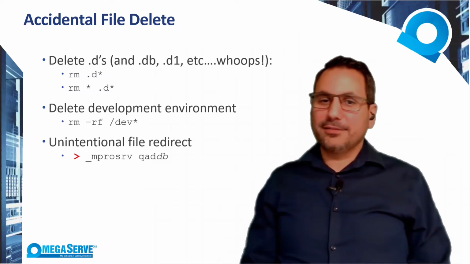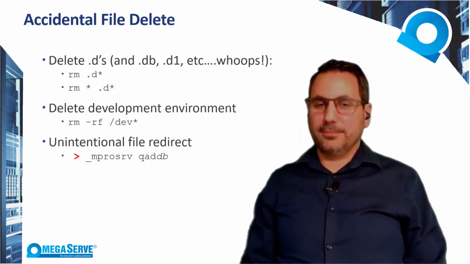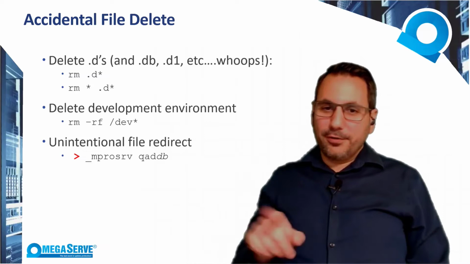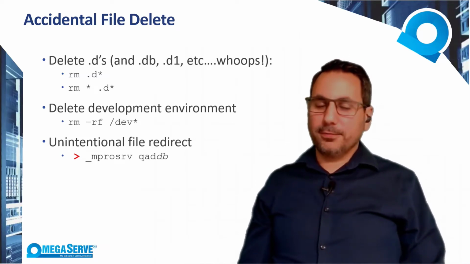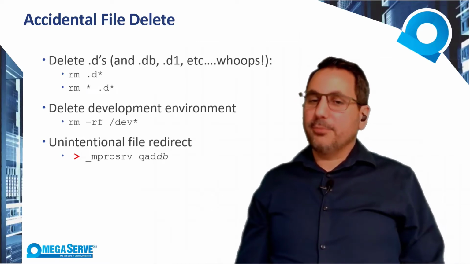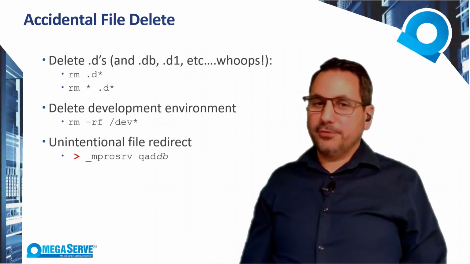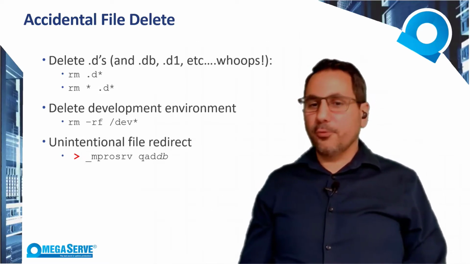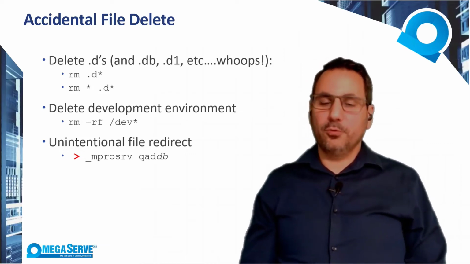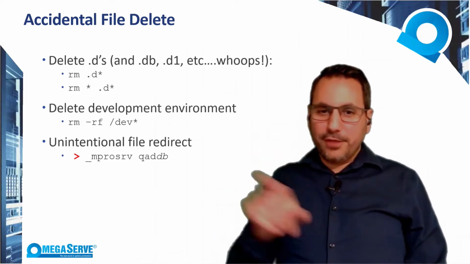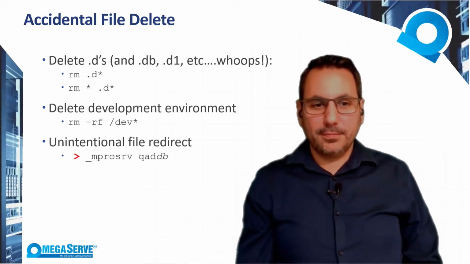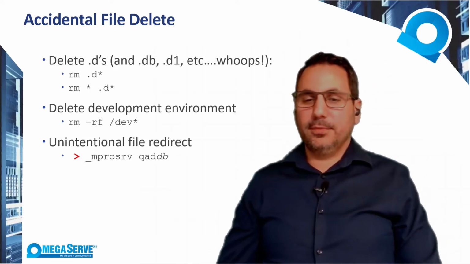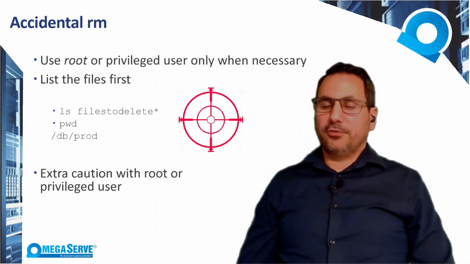Then there's the unintentional file redirect. That greater than symbol, this is often in a command prompt, and that can be very dangerous if you're copying and pasting your previous command, or from another window, or from a checklist, or from wherever. Having that greater than symbol effectively wipes out that file. So very dangerous. So how do we manage a risk like this?